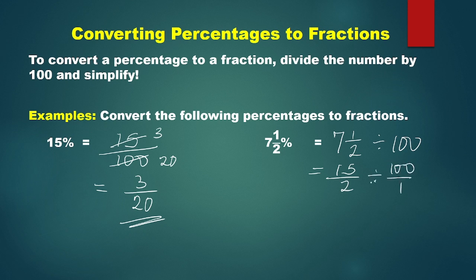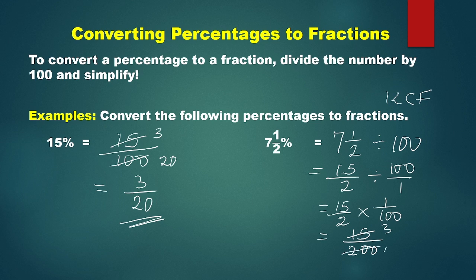And when you are dividing fractions, you apply your KCF: keep, change, flip. So I'll keep the one on the left, 15 over 2, change my division sign to multiplication, then flip 100 over 1 to become 1 over 100. So my answer becomes 15 times 1 is 15, 2 times 100 is 200. If I take this to the lowest term, 5 here is 3, 5 here is 40. So my final answer is 3 over 40. And that's the answer to that question.